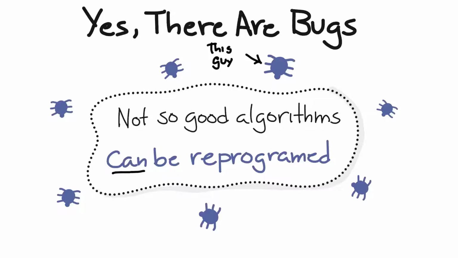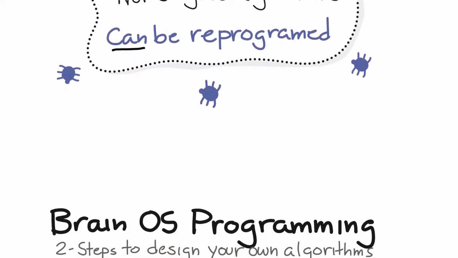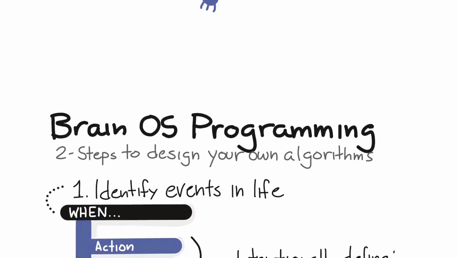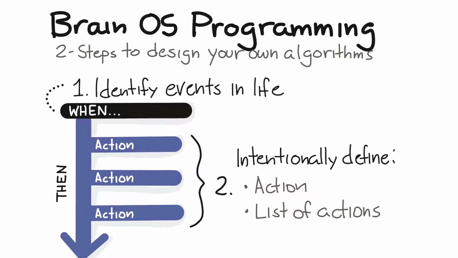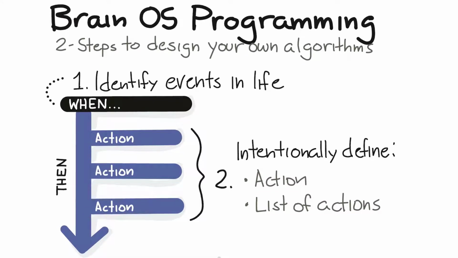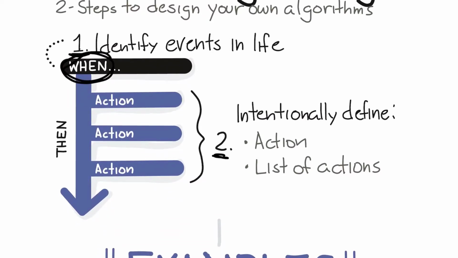Now, in addition, now that you understand what algorithms are and how they work, you can start designing your own, especially some that help you to automate successful behaviors. So here's a simple process for doing it. Step one, you want to identify events in your life where you want to start behaving differently or better. These are the wins in your life. Step two, you want to intentionally define the action or actions that you want to perform when that event happens.